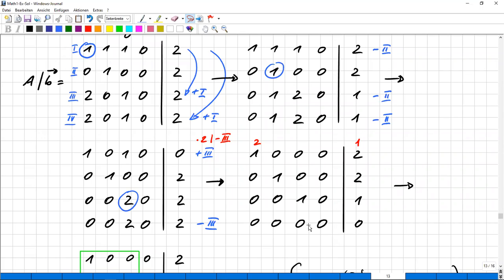What does a 0 row mean? Well, this is the so-called clean 0 row. So it's not corrupt. It doesn't contain a contradiction, because if I read it out, it means that 0 times first unknown, 0 times x1 plus 0 times x2, etc. So 0 in the end equals 0. And since this is a true statement, all it means is that one equation is missing.